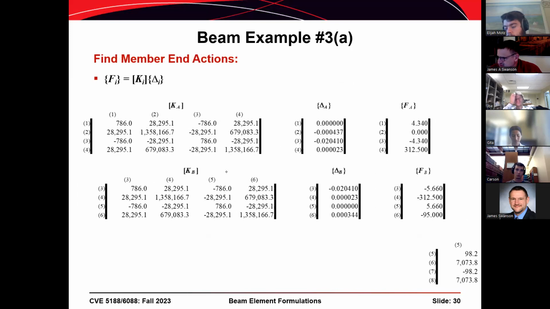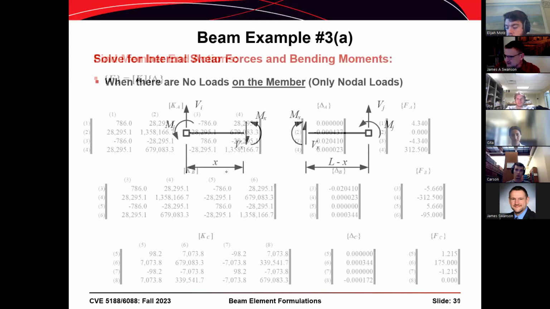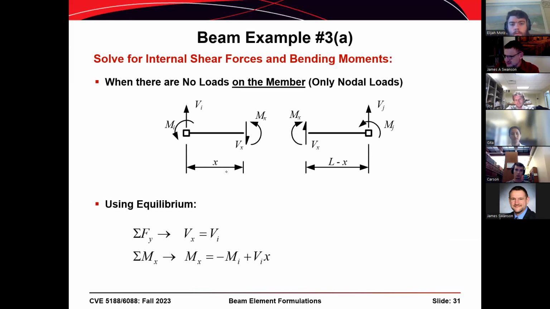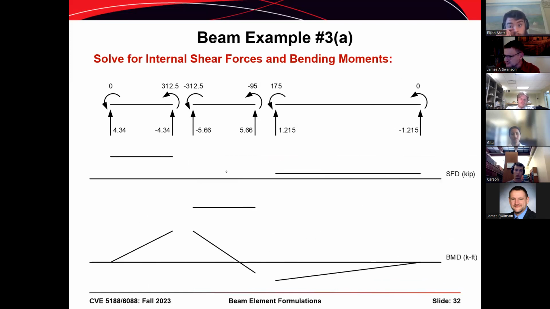and then we can go back and look at our member end actions. So for member A, member B, and member C, we have these member end actions, F sub A, F sub B, and F sub C. So what we would typically want to do then is draw or sketch a shear force and bending moment diagram. So we go into our element formulation like this, and we know that V sub X is equal to V sub I, M sub X is equal to minus M sub I plus V times X. And then, using these end actions, we can sketch our member forces.